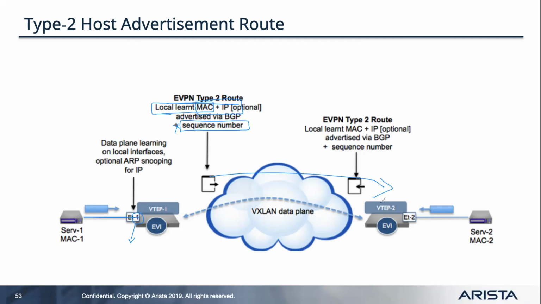This VTEP2 will learn this MAC and ARP, right? Type 2 route, basically it will get the type 2 route, and it will install it into the MAC and ARP table. Okay, MAC and ARP table. Similarly for server 2, as soon as it learns locally, it will advertise type 2 route, MAC and MAC plus IP, and that will be received. Type 2 route will be received here, and it will update its MAC and ARP table. So this is how MAC and ARP type 2 works, right?